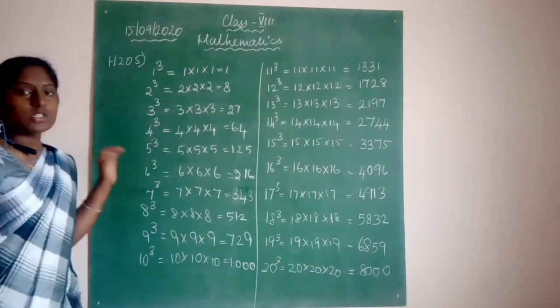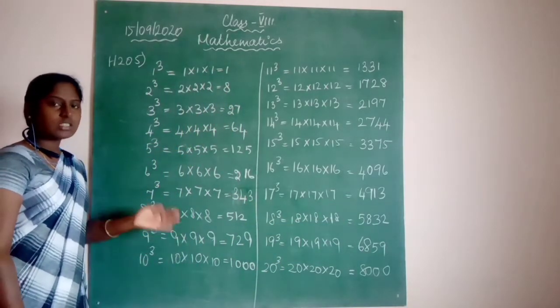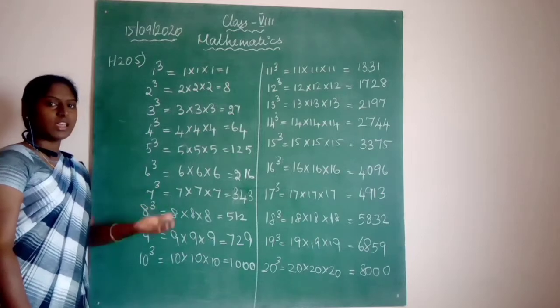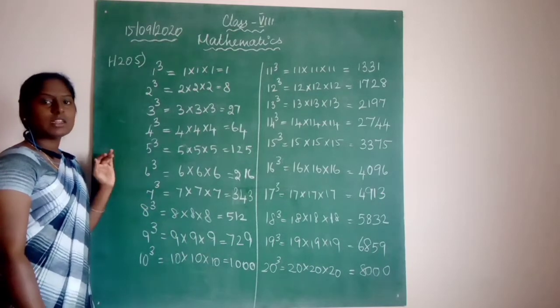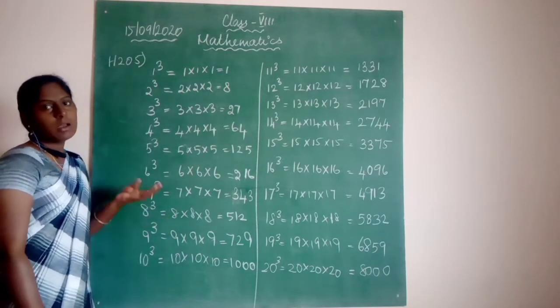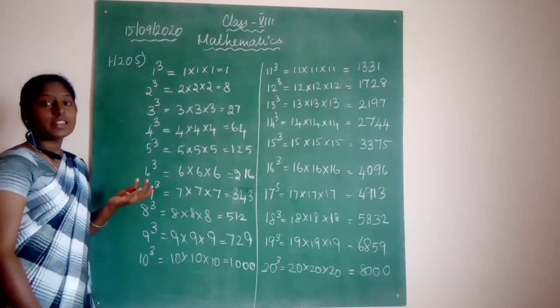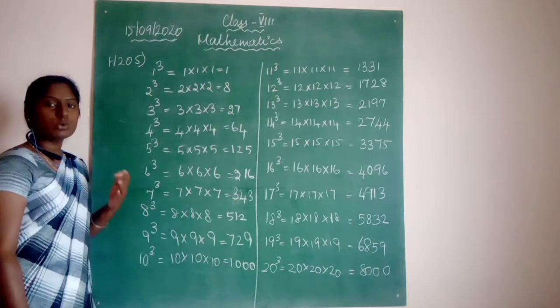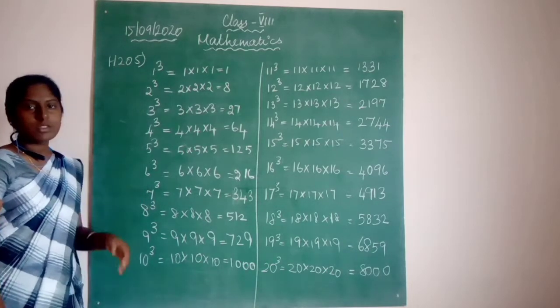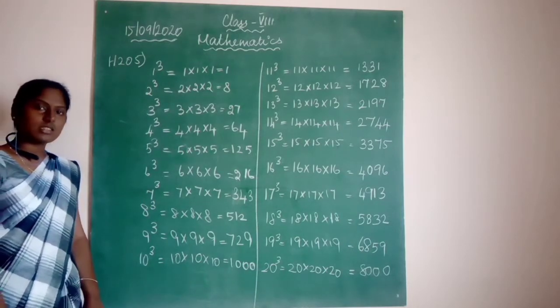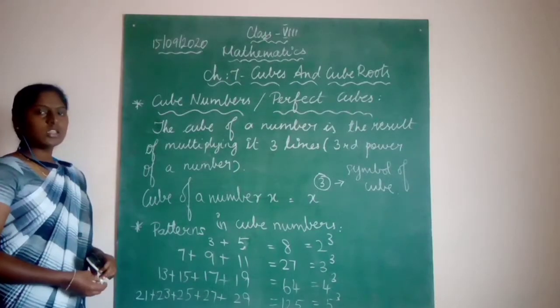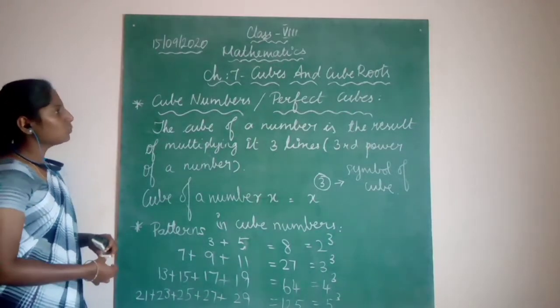So we already saw in the previous chapter square numbers and perfect squares. In this chapter we will be learning about cubes, that is perfect cubes, and also about cube roots. Okay, now let us enter into today's class. So we are seeing 7th chapter, cubes and cube roots.